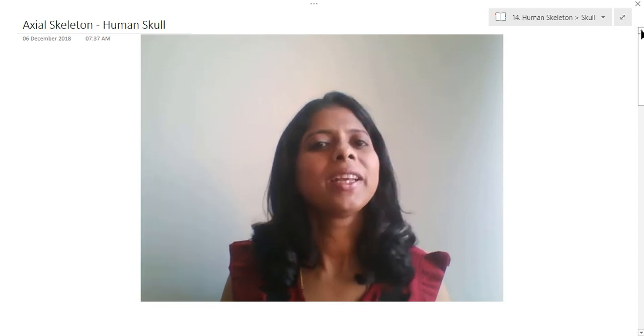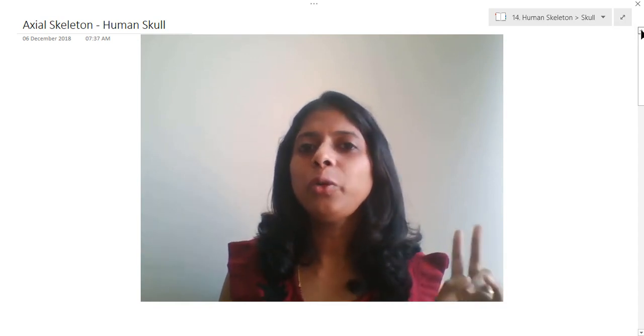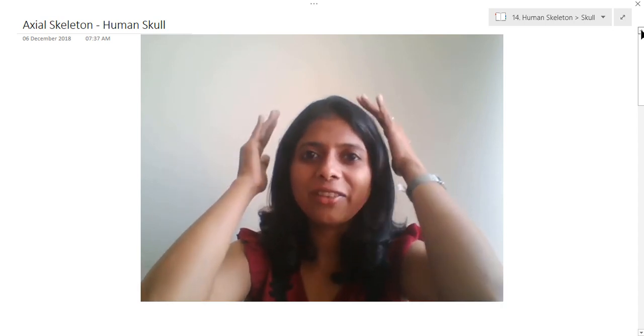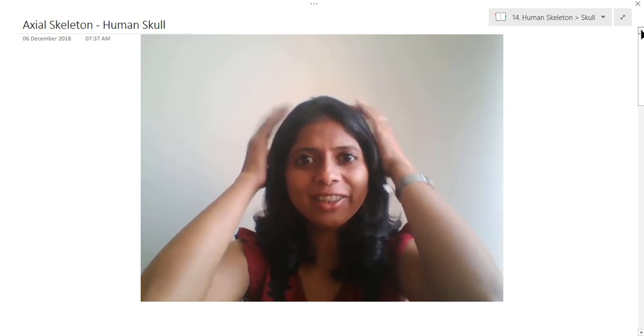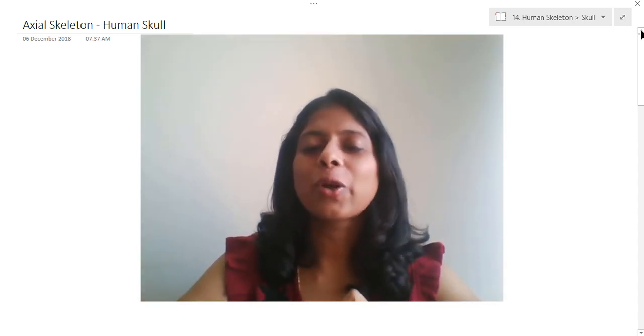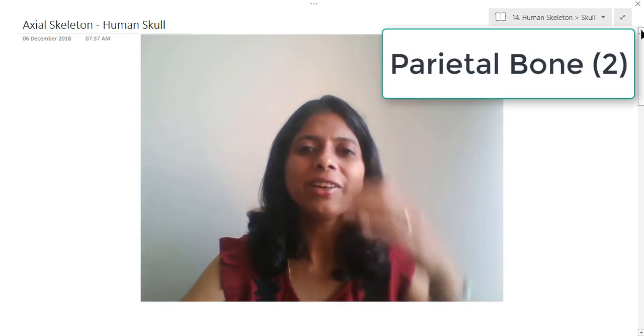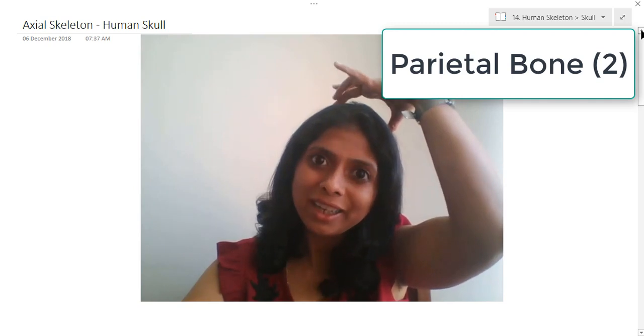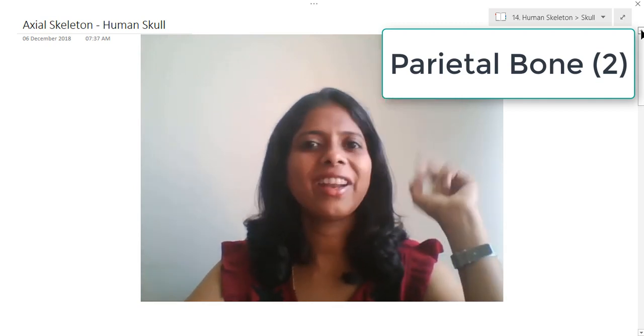Getting my point? Then we are having 2 more bones at the center of our head. Here one and here one. On the left side one and on the right side one. So these are 2 bones called parietal bones. See, frontal bone from here to here. Then 2 parietal bones, left and right.